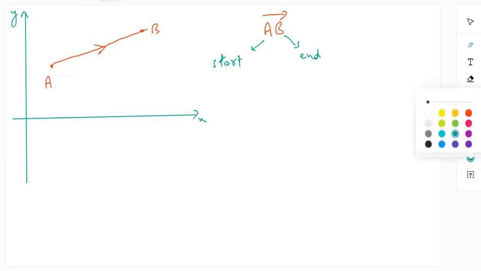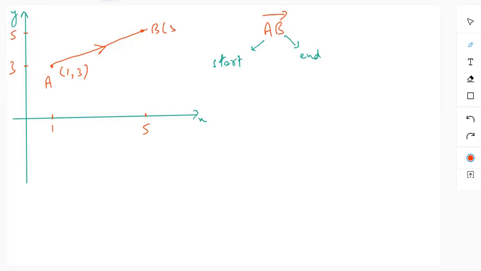So let's say this point A had these coordinates that were 1 and 3. We've got 1 on the x-axis here, we've got 3 on the y-axis. And similarly for the point B, let's say we have this point here, that's B. Coordinates here are 5 and 5. Okay, so let's say B के coordinates are 5 and 5.